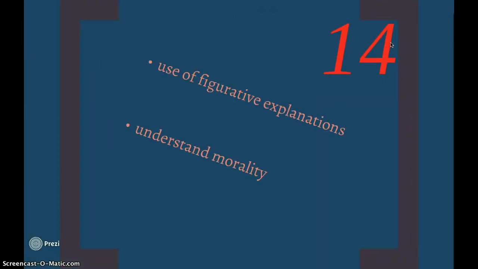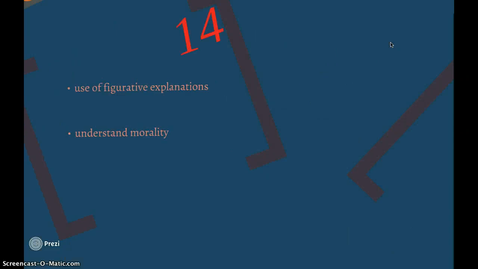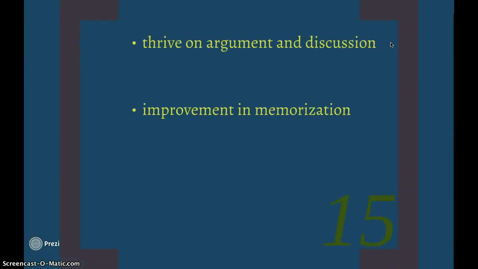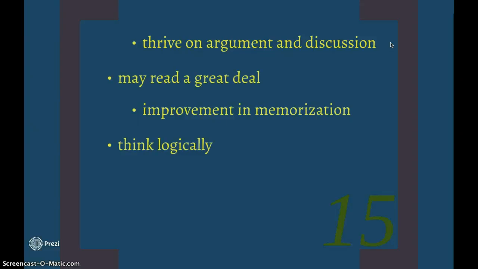By 14, these students are able to give explanations that are less literal and more figurative, and they're becoming increasingly concerned with moral issues. And by 15, students are able to think logically about concepts. They're reading a great deal at this point. They're increasingly able to memorize, and they thrive on arguments and discussions.